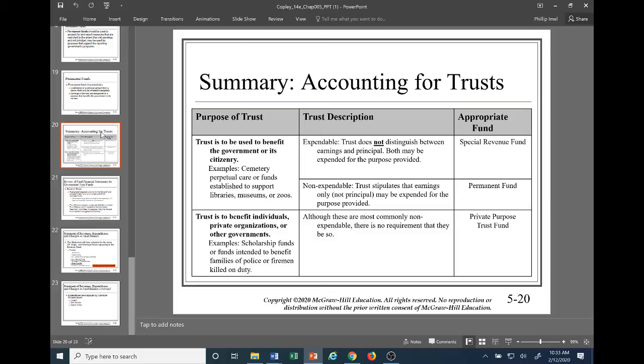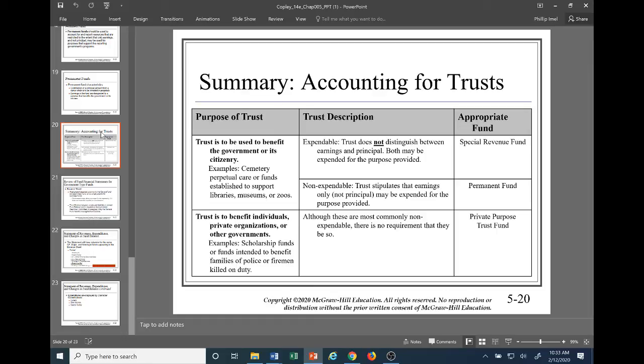So let's back up. Purpose of trust. Trust is to be used to benefit the government or its citizenry. So what type of fund are we going to put it in? We're going to put it in permanent fund. Not yet. It's going to be a governmental fund, right? Because the trust is to be used for the benefit of the government or citizenry. So we know it's going to be a governmental fund, right? Now let's look at the trust description, okay? What the description of the trust is.